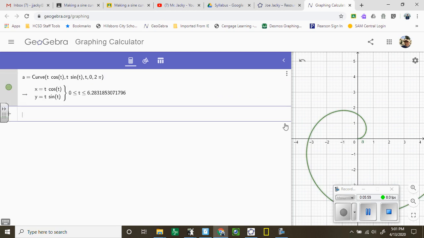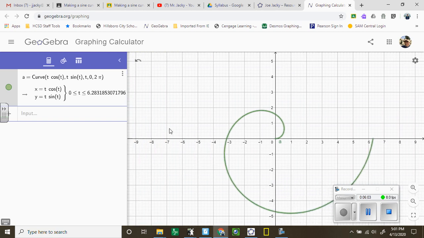All right, and there it is. That's the same thing that we saw on the calculator. Let me move this out of the way. There we go. So it starts here, and as theta gets larger, the radius gets larger. Now, that's kind of boring, right? It just does that and then it stops because it's 0 to 2 pi.